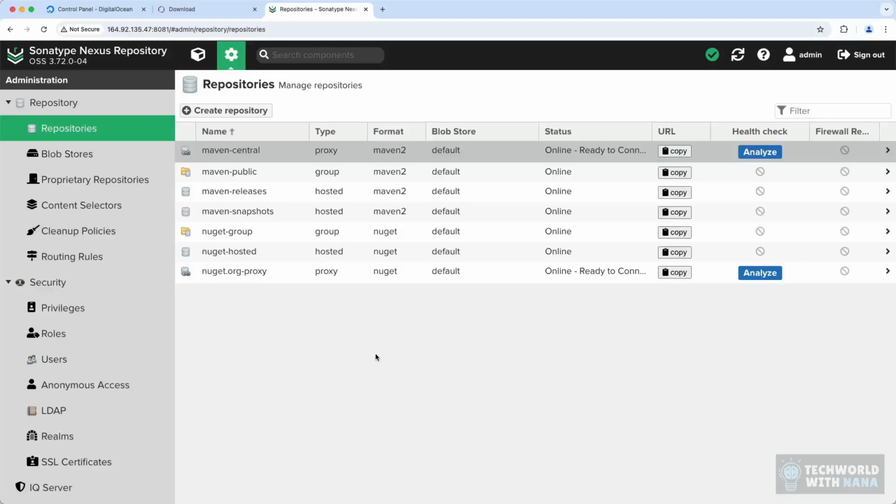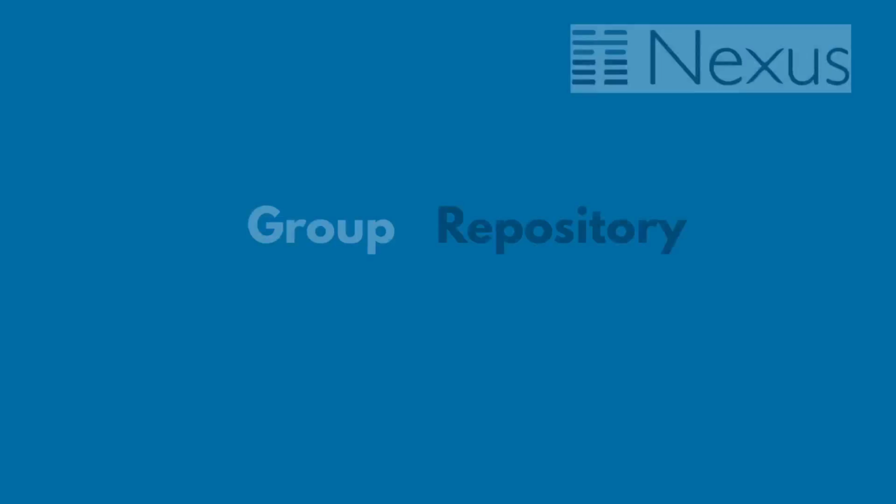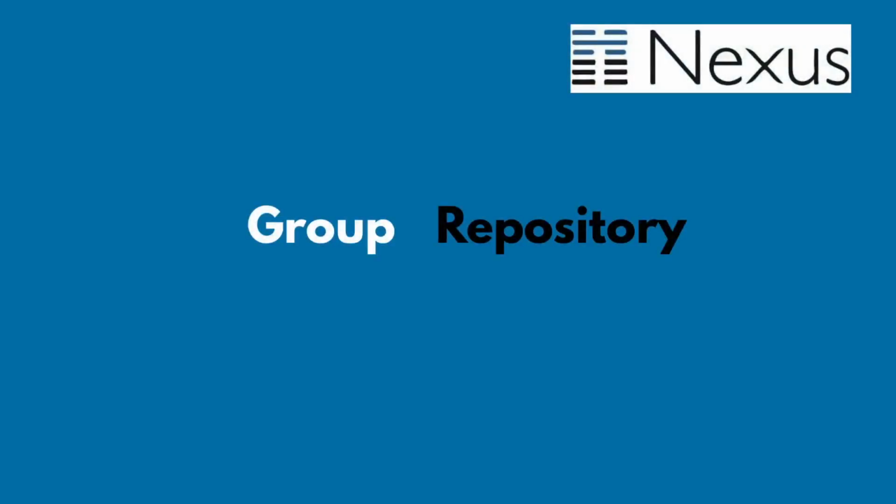It's a third-party library dependency for your applications. Maven Snapshots is intended to be the repository where your organization publishes internal development versions. And these development versions are also called snapshots. And as a third type, we have a repository group.